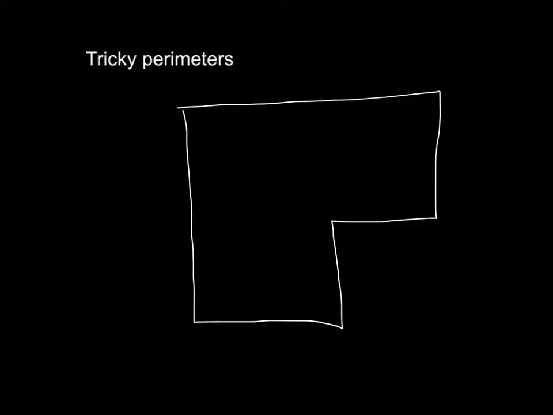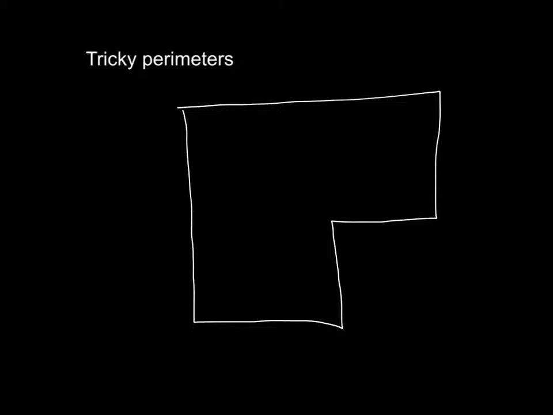Hey guys, I want to talk to you about some ways that you are going to come across with perimeters, or some problems you'll have and some ways that you can solve them. So I'm going to call this tricky perimeters. And I am going to draw an example on here. Let's say that I have a shape, a polygon, that looks something like this. And you're given some measurements.